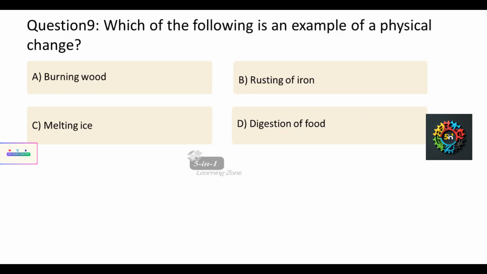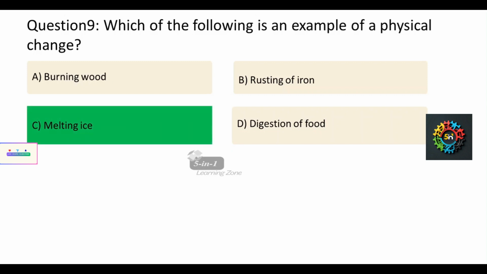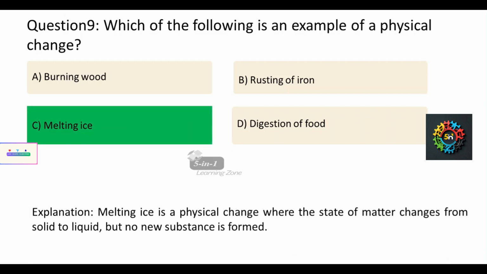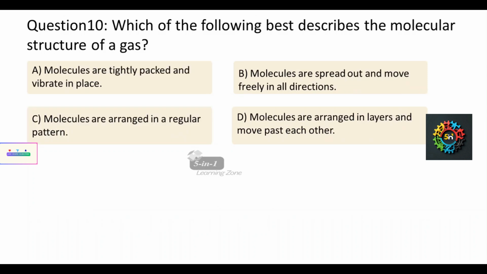Question 9. Which of the following is an example of a physical change? Correct answer: C. Melting ice. Explanation: Melting ice is a physical change where the state of matter changes from solid to liquid, but no new substance is formed.